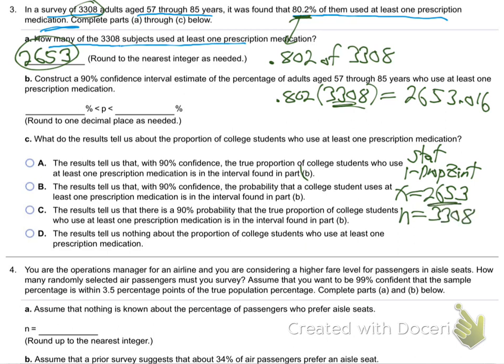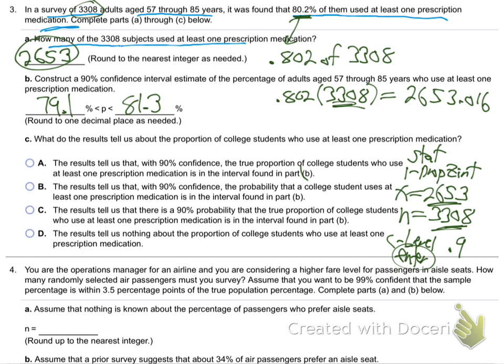The 2653 is the number that do whatever we're talking about. In this case, use at least one prescription medication out of 3,308 total adults that were surveyed. And the confidence level is 0.9. Hit enter under the calculate, and you'll get the number 79. Oh, they want a percentage. So 79.1% to 81.3% when you change to percentage.